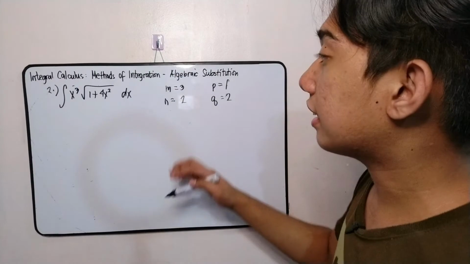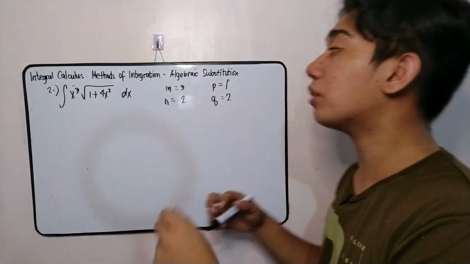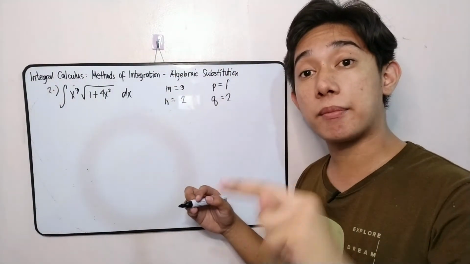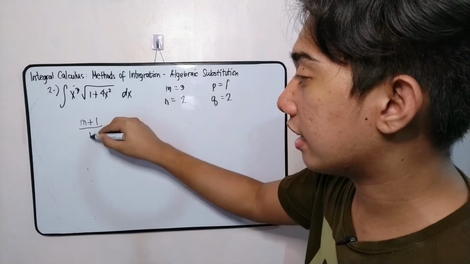Then let us say, meron kasi siyang sub-cases, di ba? So, kukunin muna natin yung case kung anong gagamitin natin na pang substitute. So, we will use m plus 1 all over n.